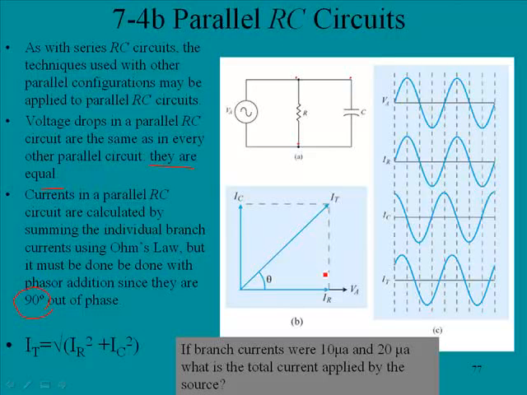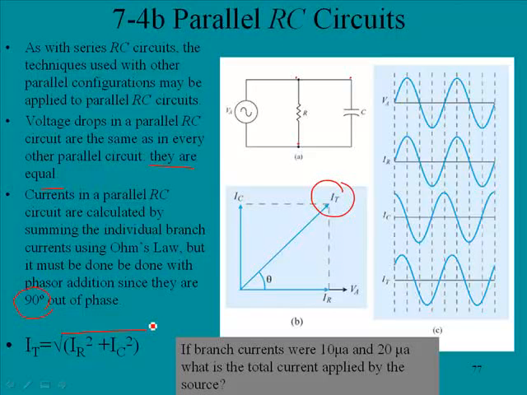And so here we see our phasor diagram, and you'll notice here we have the current through the resistor in the lower, and then here we have the current through the capacitor, which is 90 degrees leading. And again, the total current is going to be the phasor current, which would be calculated using the formula down here, and this would be the square root of IR squared plus IC squared.